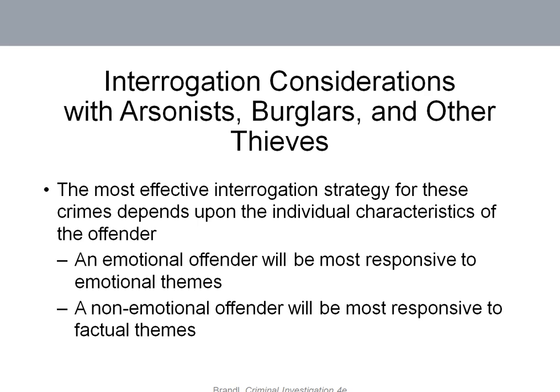When you interrogate, the book talks about considerations with arsonists, burglars, and other thieves. It mostly depends on the characteristics of the offender. An emotional offender will be most responsive to emotional themes, and a non-emotional offender will be most responsive to factual themes. So you have to look at the type of offender you have, whether it's male, female, old, young, have they done this before, first time they've been caught. So you look at the emotional themes or the non-emotional themes.